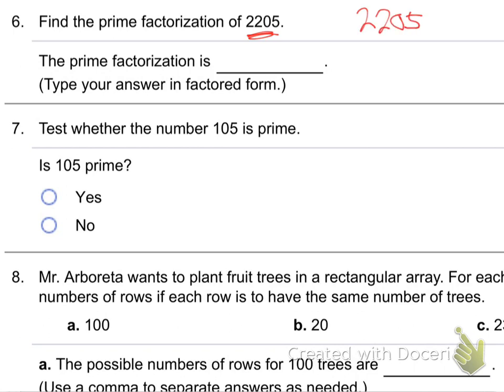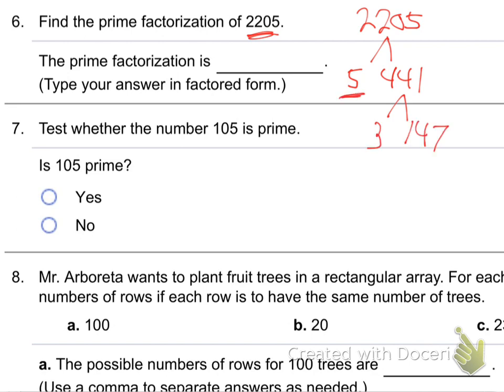Right, number 6, find the prime factorization of 2205. So you take your calculator, start breaking. 5 goes in, right? So I'm going to use my calculator I've got right here too. So take 2205 and divide by 5. So I'm getting 5 times 441. Now what does 441 go in? I'll try dividing by 3. I'm getting 3 times 147.